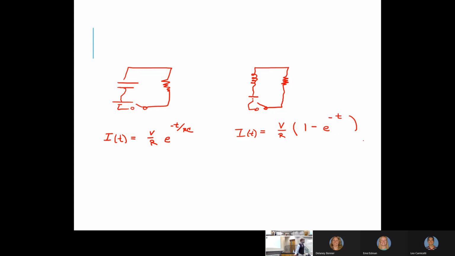Which equation do we use for which? Well, this would be a charging capacitor, and this would be a charging inductor. So this equation refers to the current going through a loop that contains the capacitor and resistor, an RC circuit. This one would be an RL circuit. Yeah, that's charging with one minus. I'm sorry? Is that charging the capacitor with one minus?